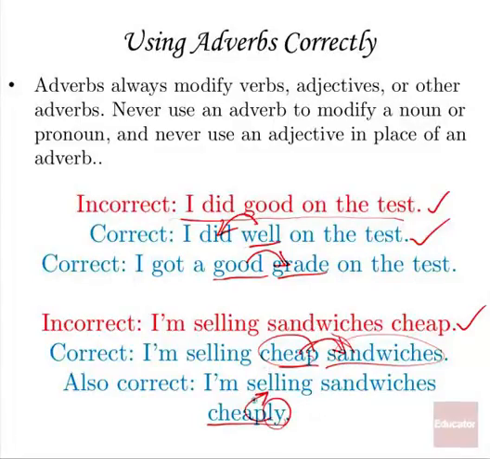Now we're modifying selling, which is a verb. How am I selling the sandwiches? Cheaply. What kind of sandwiches are they? Cheap. So you use adjectives for nouns and pronouns, and adverbs for verbs, adjectives, and other adverbs.